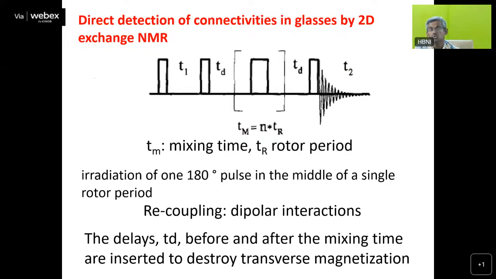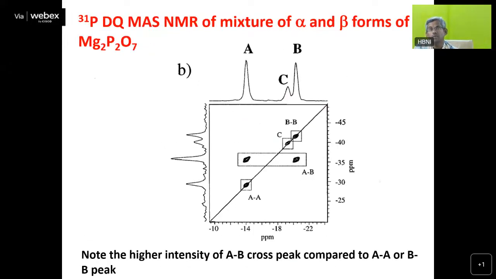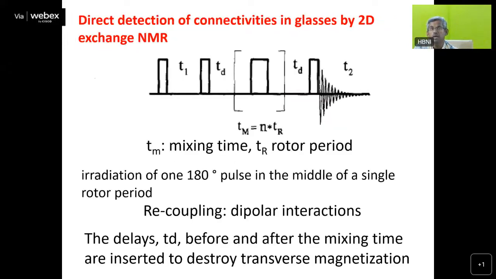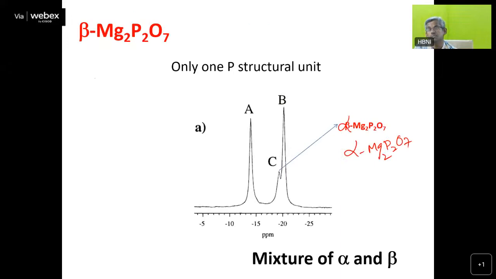So what happens? Alpha and beta forms of Mg2P2O7 are existing in this sample. Only thing is the alpha form is relatively less in amount compared to the beta form. So in the beta form, there are two types of phosphorus structural units, whereas in the alpha form we have only one phosphorus structural unit.